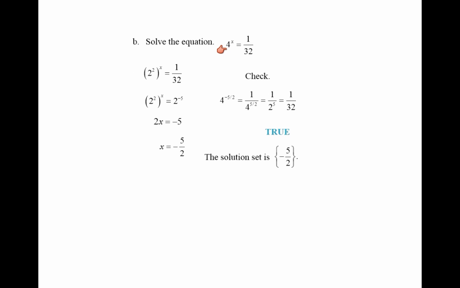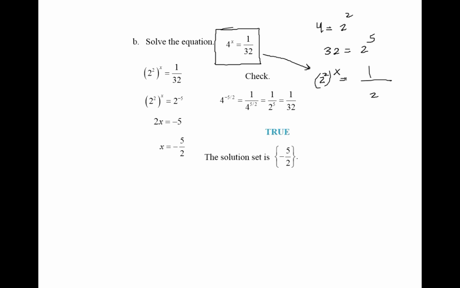If you want to solve 4^x = 1/32, the goal here is to make the base the same. 4 I can write as 2 squared, and 32 is the same as 2 to the power of 5. If I substitute those values, everywhere I see 4, I can substitute 2 squared, and I still have this x here. Everywhere I see 32, I'm going to substitute 2^5.